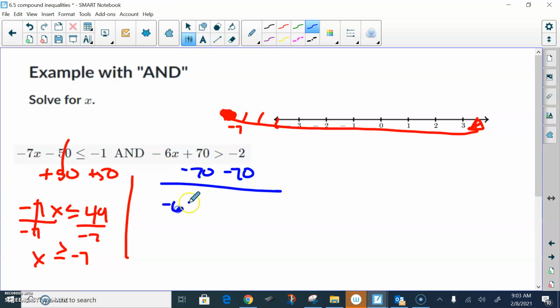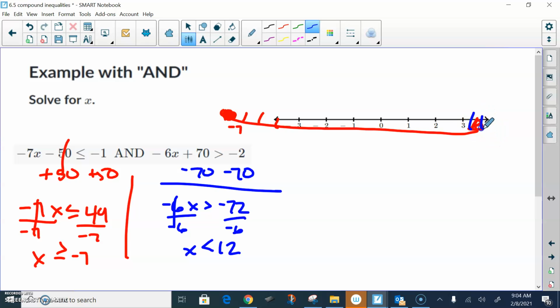So we get negative 6x is greater than negative 72. Divide each side by -6. Again, I'm dividing by a negative, so I don't forget, I'm going to go ahead and flip that sign. And what's that look like? Positive 12. So x has to be less than positive 12.